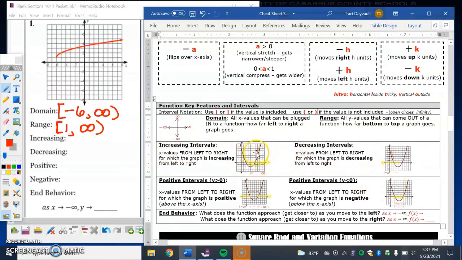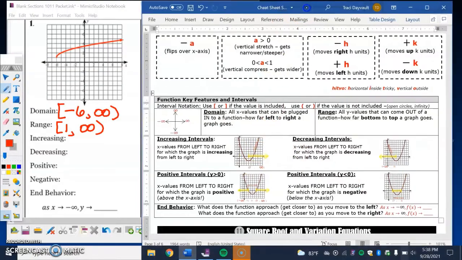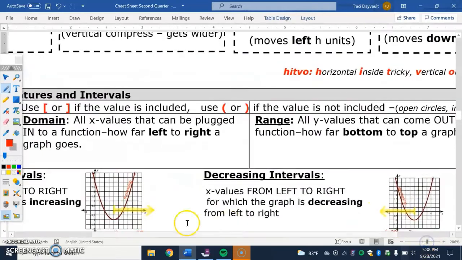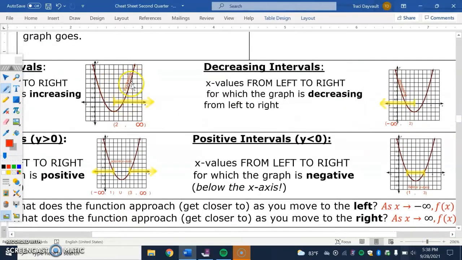So for example, on this sheet you can see, let's see if it'll let me zoom in here. This graph here is increasing from here to here. And we tell them where it is increasing using the x-axis, not the y-axis, but the x-axis. So this graph is increasing when x is between 2 and infinity. This graph is decreasing from -infinity to 2.